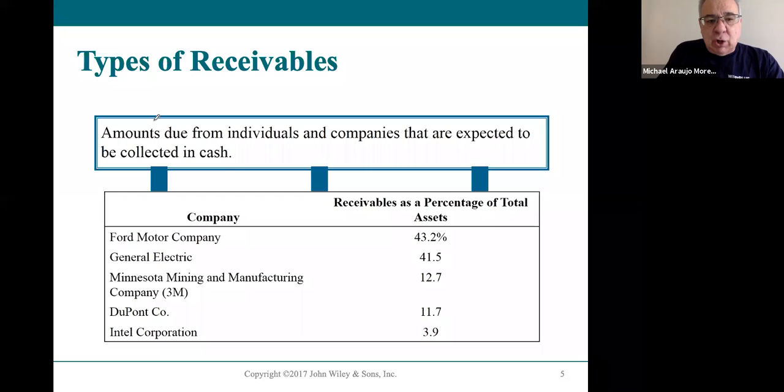Okay. So in terms of receivables, they can make up a substantial percentage of total assets for some companies. So here what you see, and I'll stick with the first one here, you have Ford Motor Company. Look at that, a whopping 43% of their total assets are in receivables. Okay. There's a reason for that. It's just the way this particular business industry is structured. As you know, Ford Motor Company makes cars, trucks, SUVs, things like that.